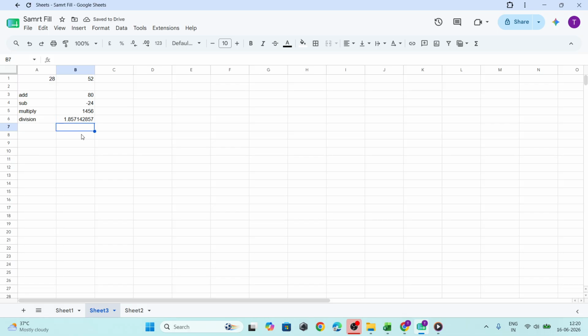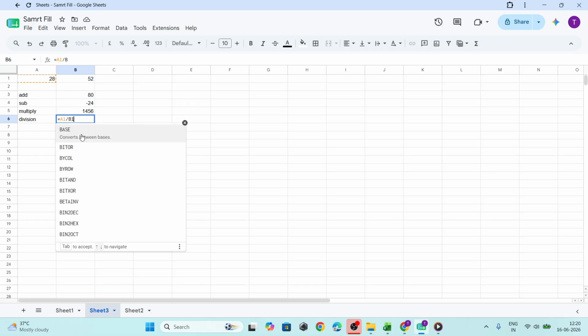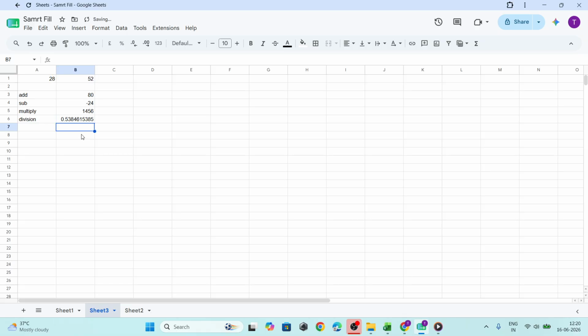One important thing to remember is that every formula in Google Sheets begins with an equal sign. That tells the spreadsheet you're entering a formula instead of plain text. Also, make sure the cells you're referencing contain numbers or your result may not calculate the way you expect.